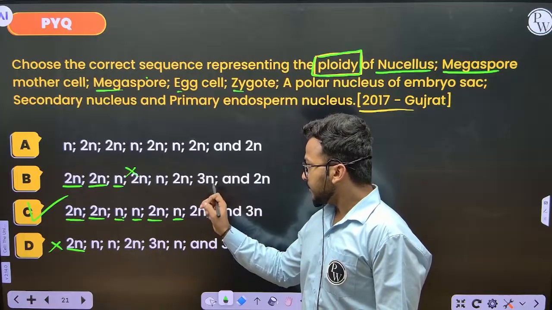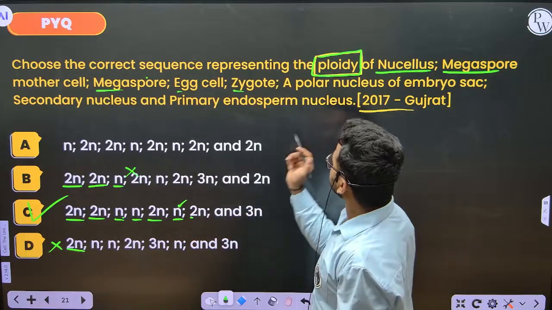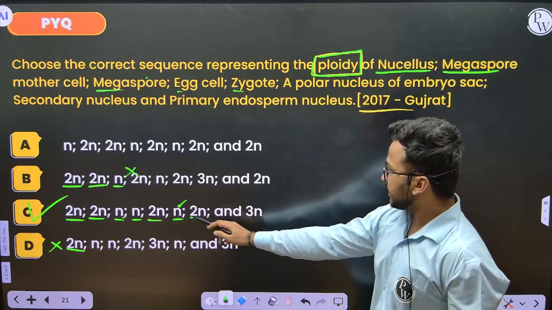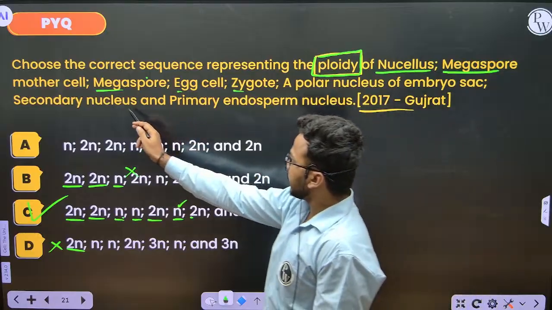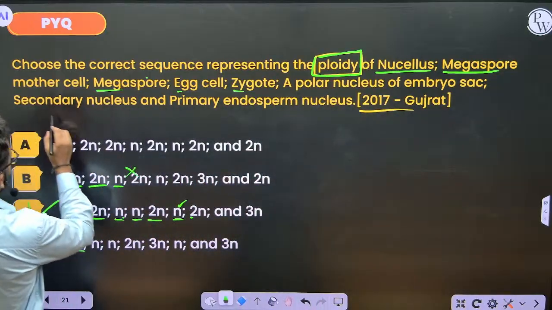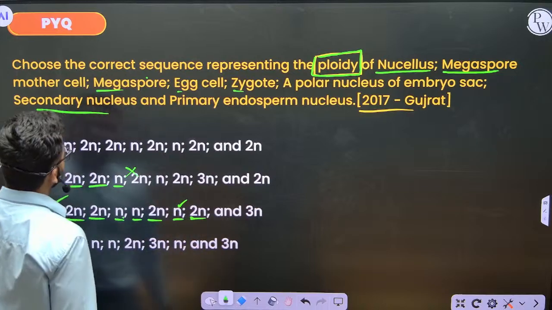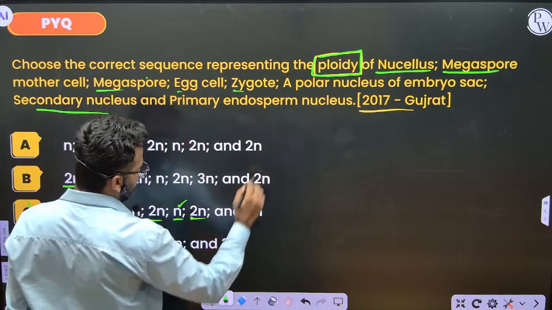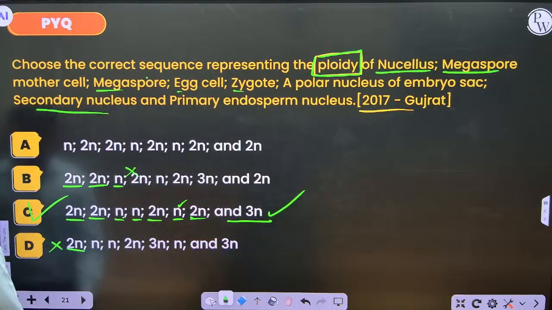It is n there, so triploid is not correct. This polar nucleus will be in n condition. Next, the fusion of the polar nuclei gives the secondary nucleus, that is 2n, and the primary endosperm nucleus is 3n. So option C will be the answer here.